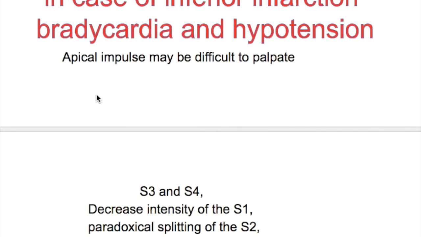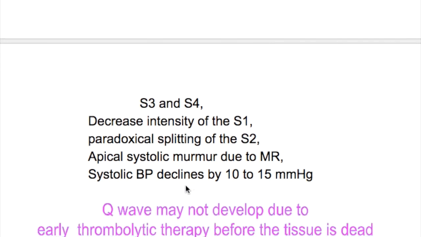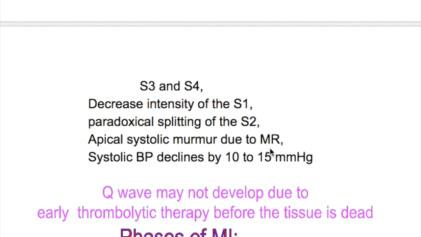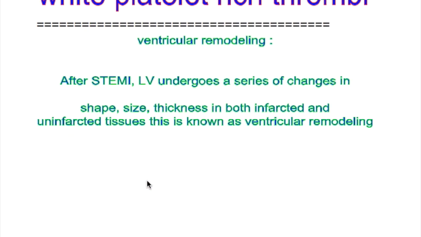In myocardial infarction, apical pulse may be difficult to palpate. Third and fourth heart sounds are present. There is decreased intensity of the first heart sound, and second heart sound has paradoxical splitting. There may be an apical systolic murmur due to mitral regurgitation, and systolic blood pressure may decline by 10 to 15 mm of mercury. And what's ventricular remodeling? After STEMI, left ventricle undergoes a series of changes in shape, size, and thickness in both infarcted and uninfarcted tissue. This is known as ventricular remodeling.